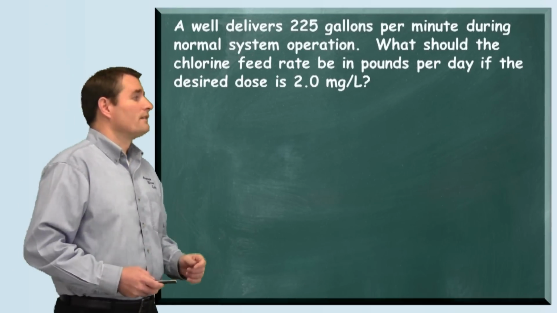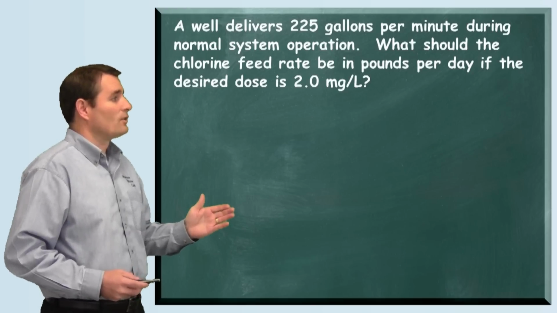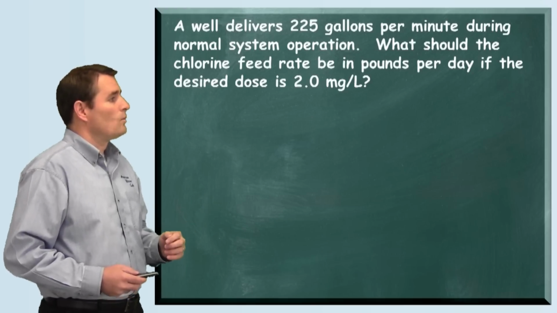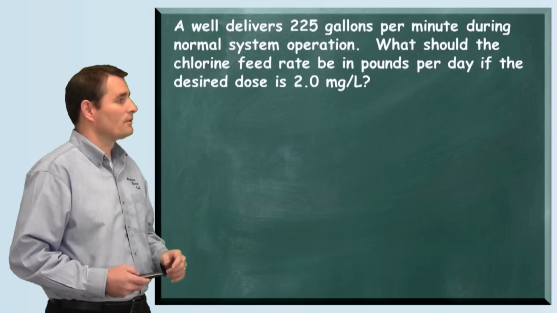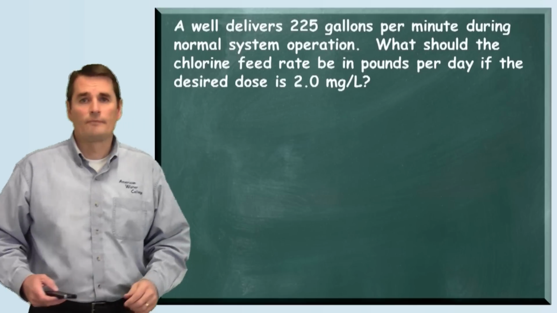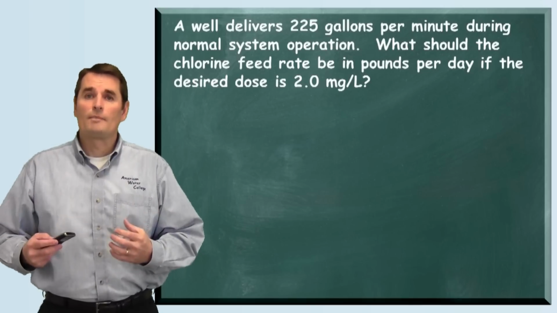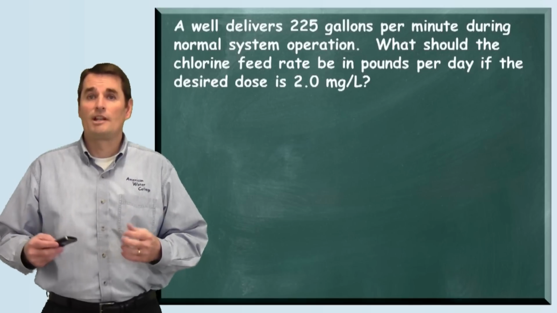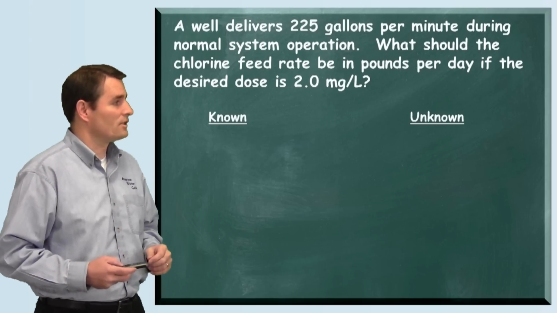Well, the problem reads, a well delivers 225 gallons per minute during normal system operation. What should the chlorine feed rate be in pounds per day if the desired dose is 2 milligrams per liter? Anytime we solve a math problem, we want to pull the information out of the problem so we can have the numbers to work with. So we're going to write down our known and our unknown information.